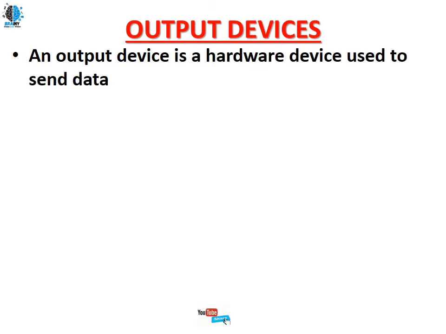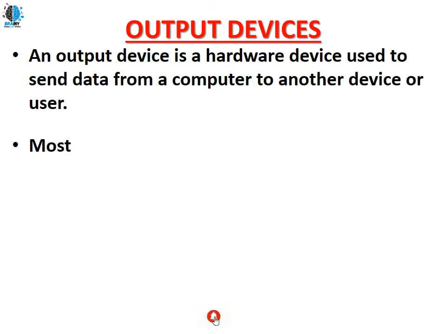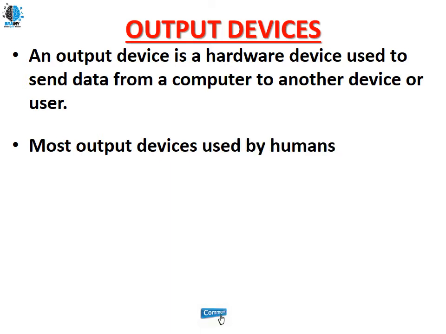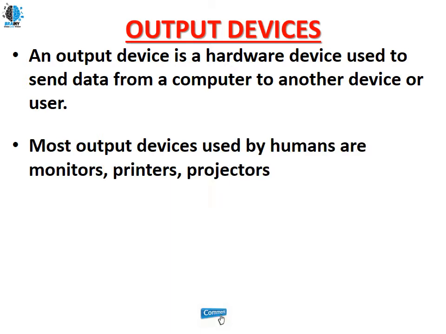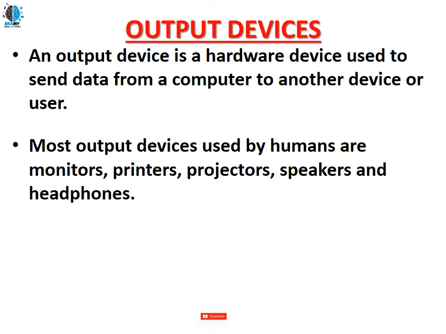Output devices. By the name itself, they send data to the user console, so the user will be able to see what is actually happening inside the computer system. Output devices are the face of a computer system, by seeing which, with the help of input devices, we can interact with the computer system. An output device is a hardware device used to send data from a computer to another device or a user. Most output devices used by humans are monitor, printer, projector, speakers and headphones.